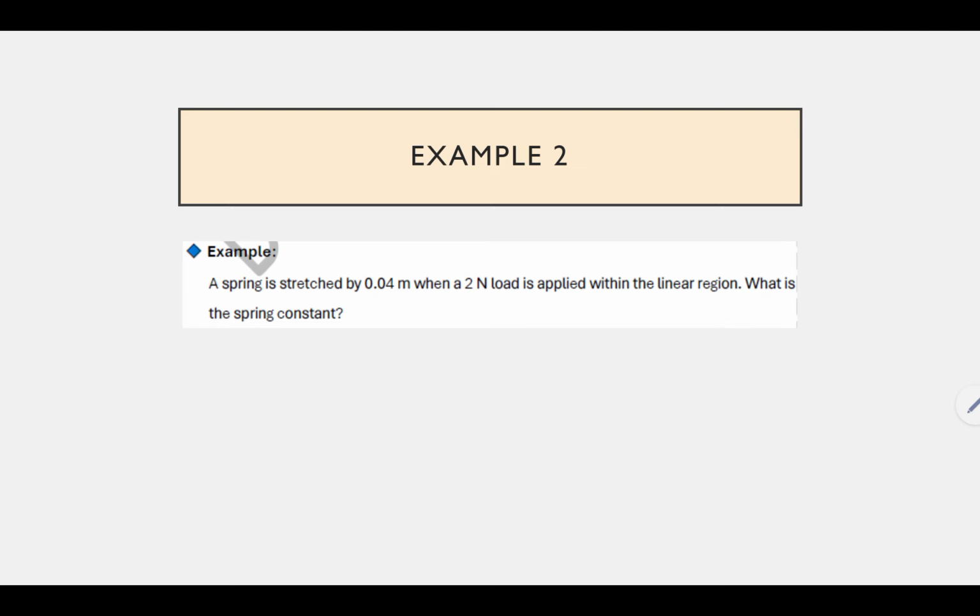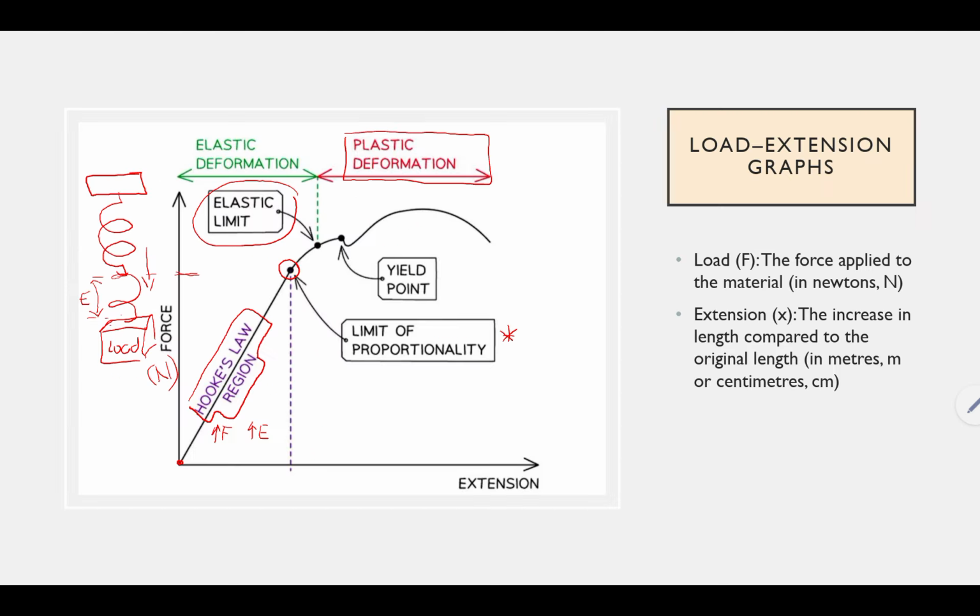Now, if I want to check something which is known as the spring constant. Spring constant is the relationship between the force and the extension during Hooke's law. So spring constant only applies to Hooke's law. The spring constant has the letter K representing it.